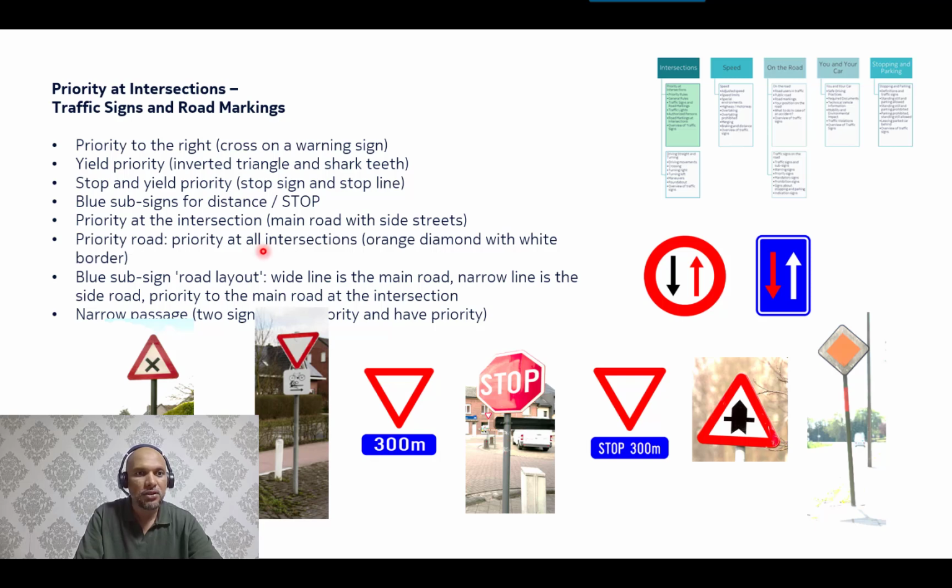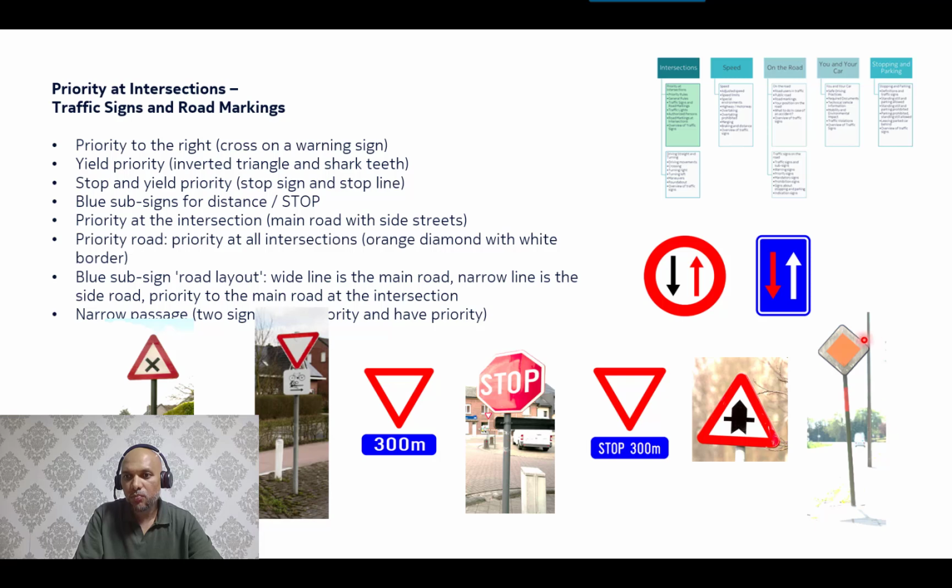So that's the difference. Okay, so blue sub signs for distance and stop, as we see here. Priority at the intersection, main road with side streets. That's what we explained here. Then there is a priority road, priority at all junctions. It's an orange diamond with a white border.